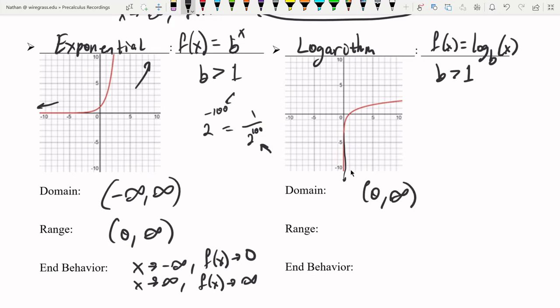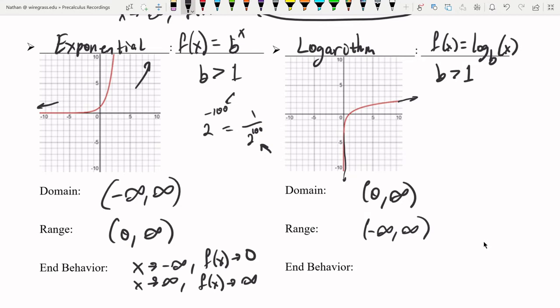And the range is, well, it goes all the way downward. And this is actually one of the, if not the slowest function to increase. It does go up to positive infinity. It just takes an incredibly long time to do so. So the range is actually negative infinity to infinity.